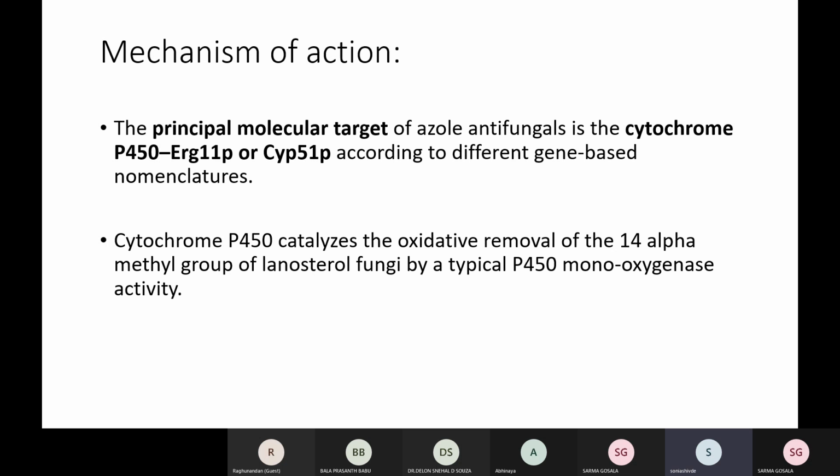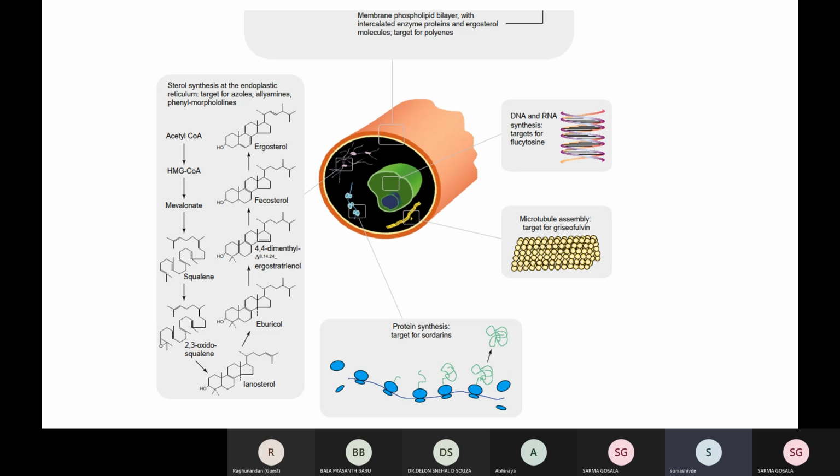Mechanism of action. The principal molecular target of azole antifungals is cytochrome P450. In genetic nomenclature, it is also known as ERG11p or CYP51p. These are different genetic nomenclature categories. Cytochrome P450 catalyzes the oxidative removal of the 14 alpha methyl group from lanosterol. I will show a diagram, and it is much into the biochemistry, but I will try to simplify as much as possible.